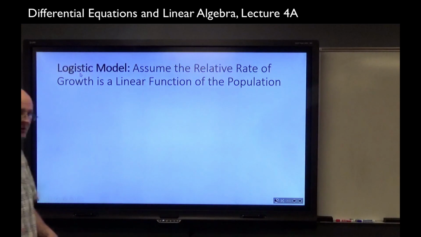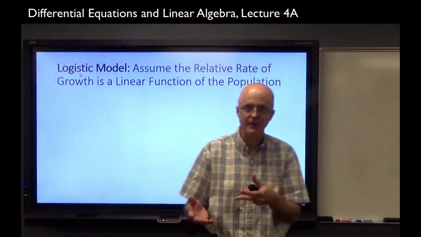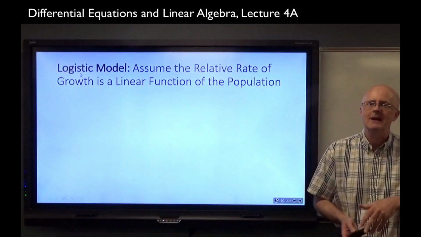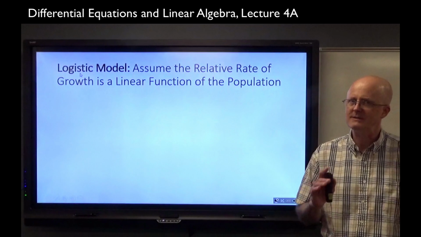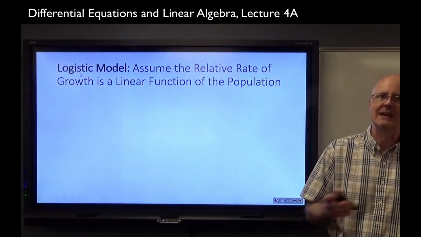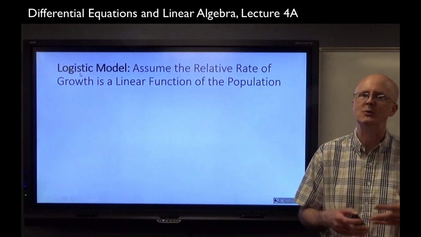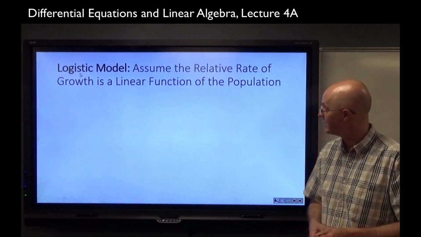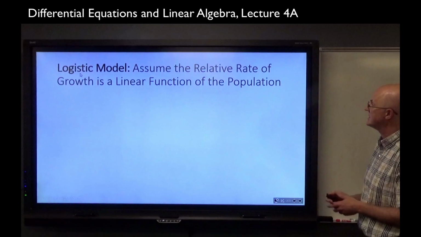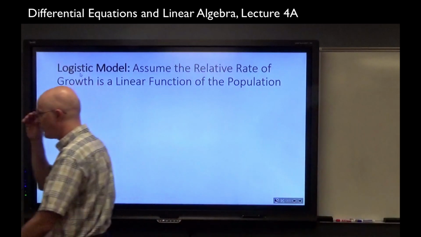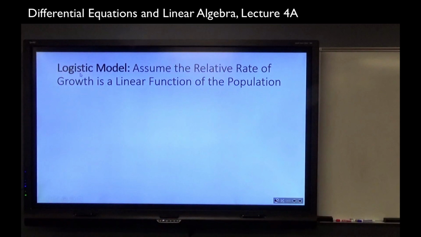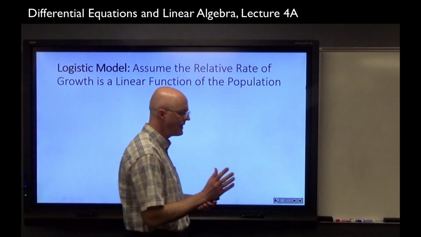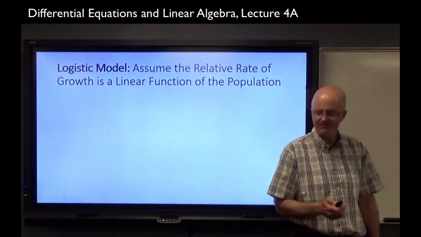As we've done in lectures 1, 2, and 3, we're going to talk both about discrete and continuous models. Pretty soon we're going to focus mostly on the continuous until we can bring in some matrix algebra to talk about discrete dynamical systems in the context of the linear algebra content. In the logistic model, we assume the relative rate of growth is a linear function of the population, in other words, the population's size. And in the discrete case, I'm going to make an extra simplification.